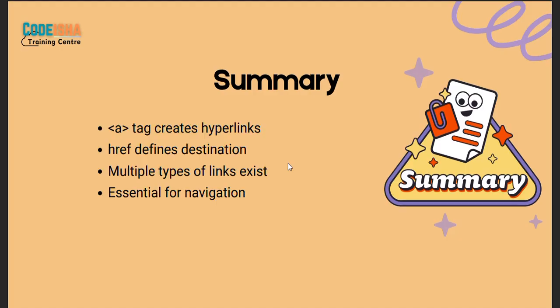So here is the summary of what we have done today. The a tag creates hyperlinks and href defines the destination. Multiple types of links exist and they are essential for navigation. So today we are done, these are all the things.